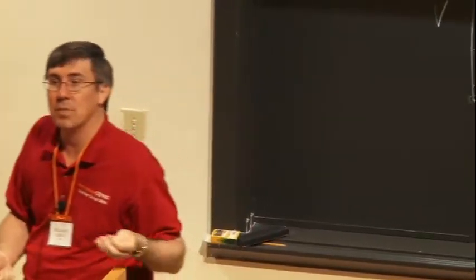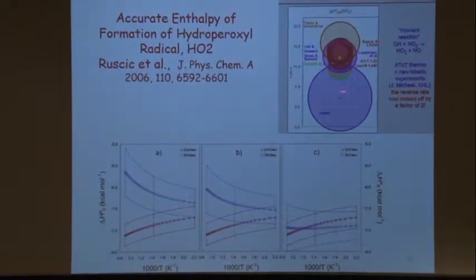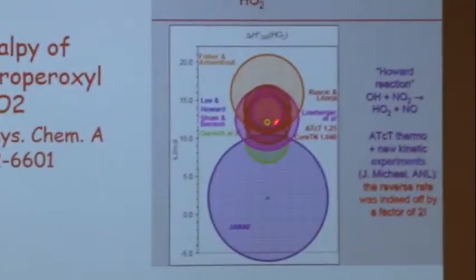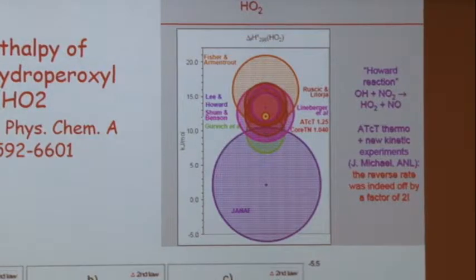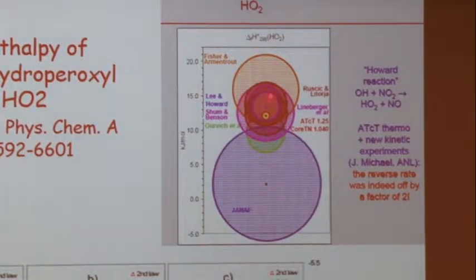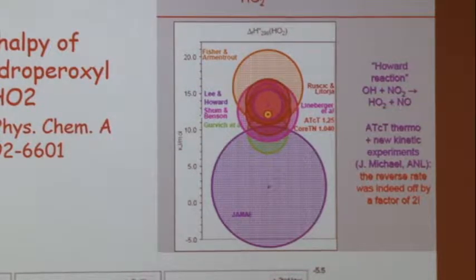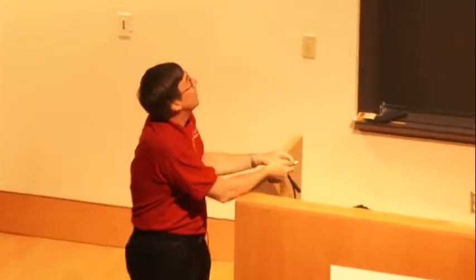And then they also did HO2, which is extremely important for ignition. And again, the JANAF number was way down here. And after they did a lot of work, they got the error bar down to this little semicircle there, which is, again, quite different. So it's 10 kilojoules off. That's actually quite a huge difference. And so that completely changed all the predictions of the ignition models for everybody, because of the HO2 thermo.